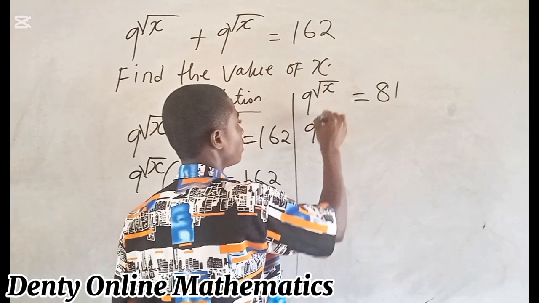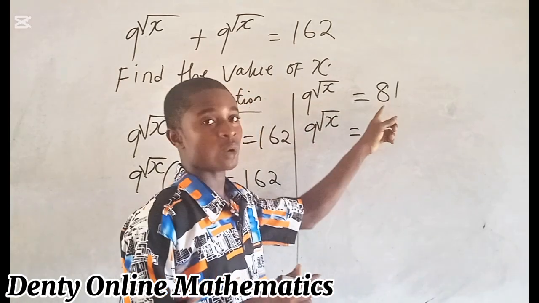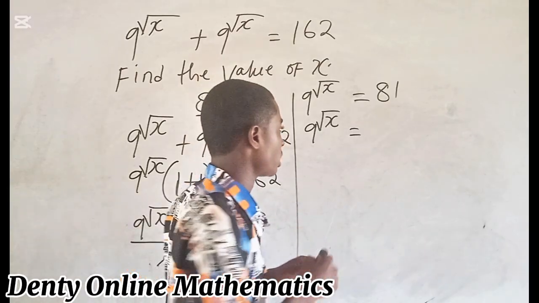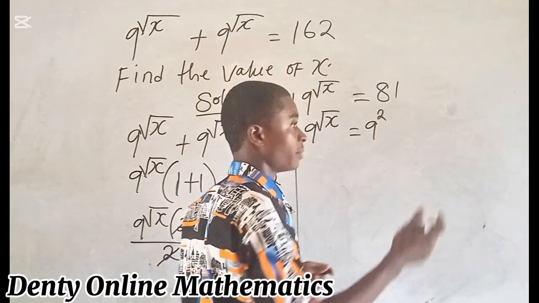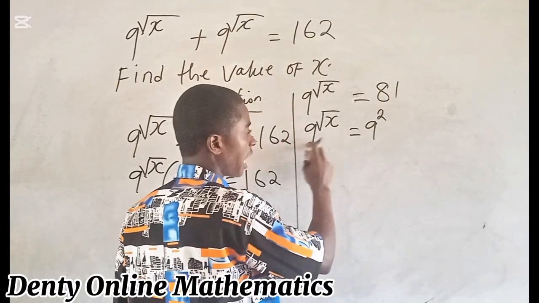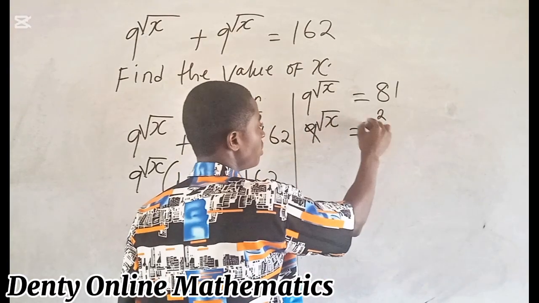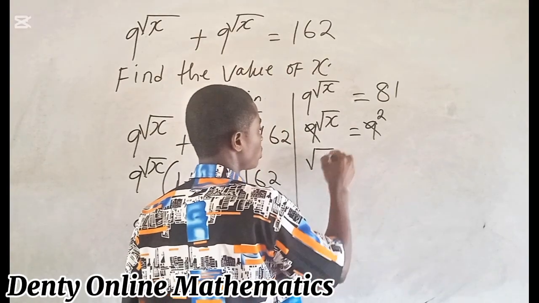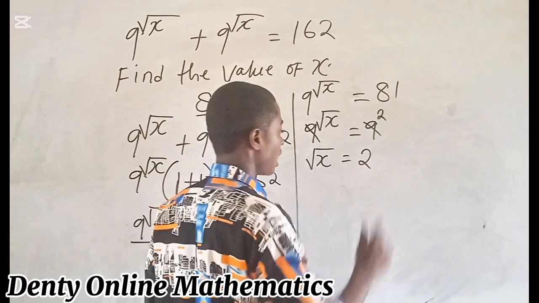Now 9 raised to the power of the square root of x equal to 81 is the same thing as 9 raised to the power of 2, or 9 squared, because 9 squared means 9 times 9, which is what? 81. Now since you observe I have the same base, I can do away with the base and work with the exponents or the powers. So the square root of x will be equal to 2 because the bases are out.